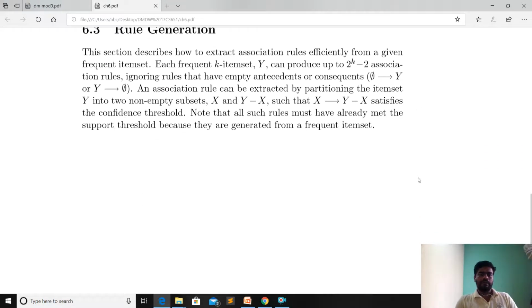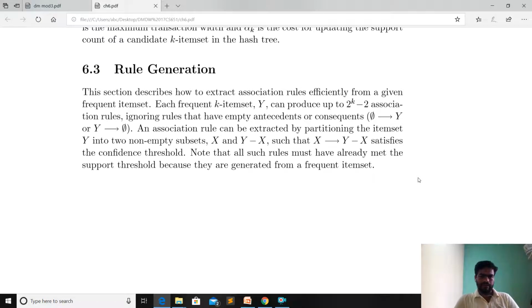So, rule generation. This section describes how to extract association rules efficiently from a frequent item set. When you have a set of frequent item sets, from that we need to extract some association rules. How that can be done, we'll see in this video.